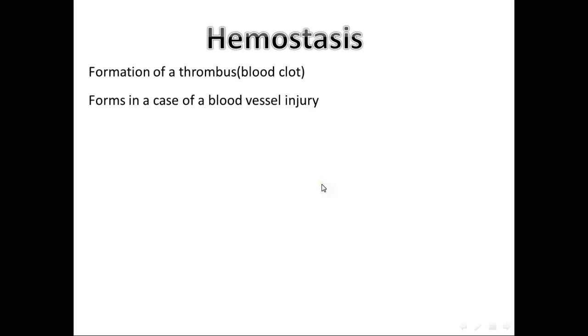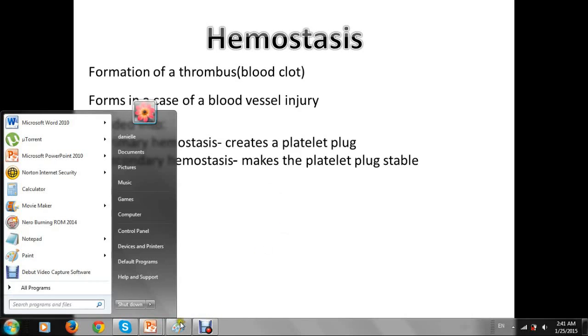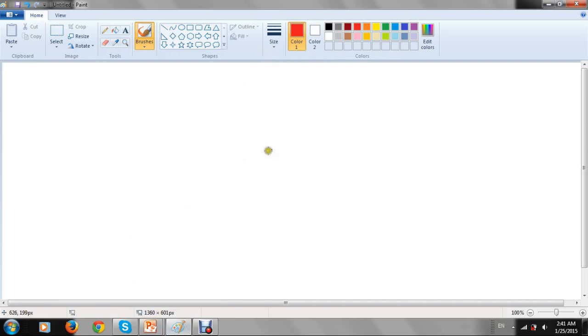Again, like I said, it forms in a case of a blood vessel injury, and it can be divided into primary hemostasis, which is a creation of a platelet plug, and secondary hemostasis, which makes the platelet plug stable. Let me do a quick explanation about this. So if we have a blood vessel, and let's say this is the endothelial cells of the blood vessel, and for some reason the endothelial cells are damaged.